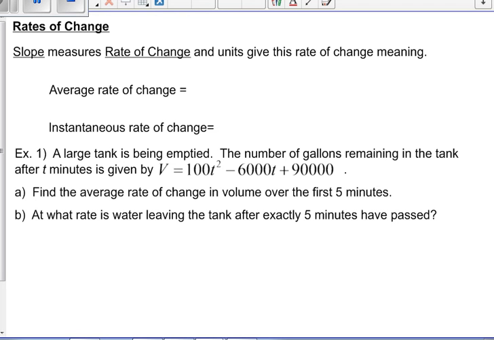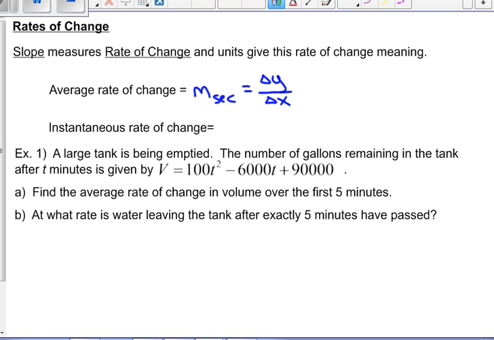Rates of change. We're talking about slope here, and slope measures rate of change. And it's the units that give it meaning. So when we talk about average rate of change, that corresponds to the slope of a secant, which is the change in y over the change in x. And we'd keep the units for those.